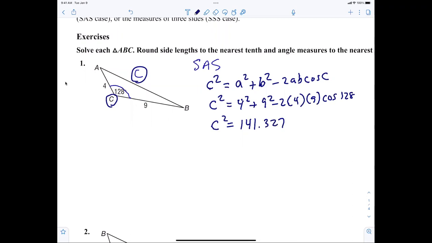327. I'm not interested in C squared. I'm interested in what? C. So C is the square root of that number. And then we would say C is roughly how much?